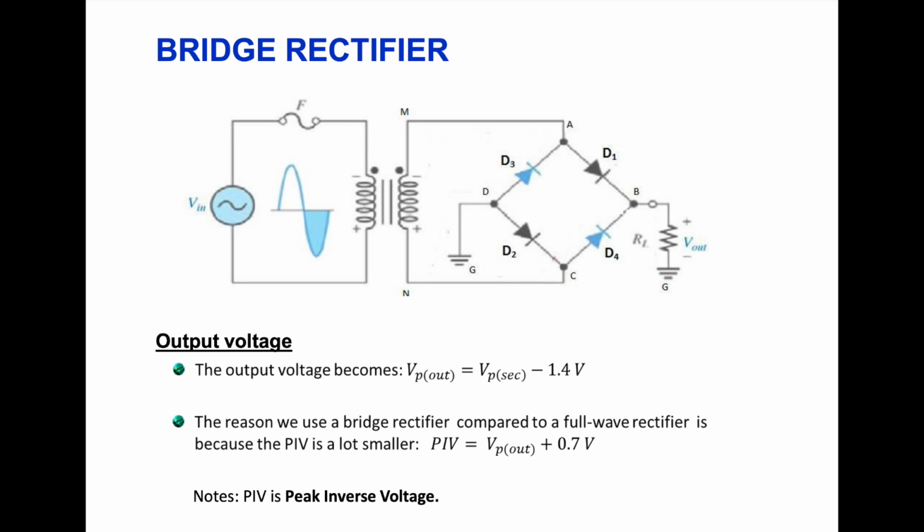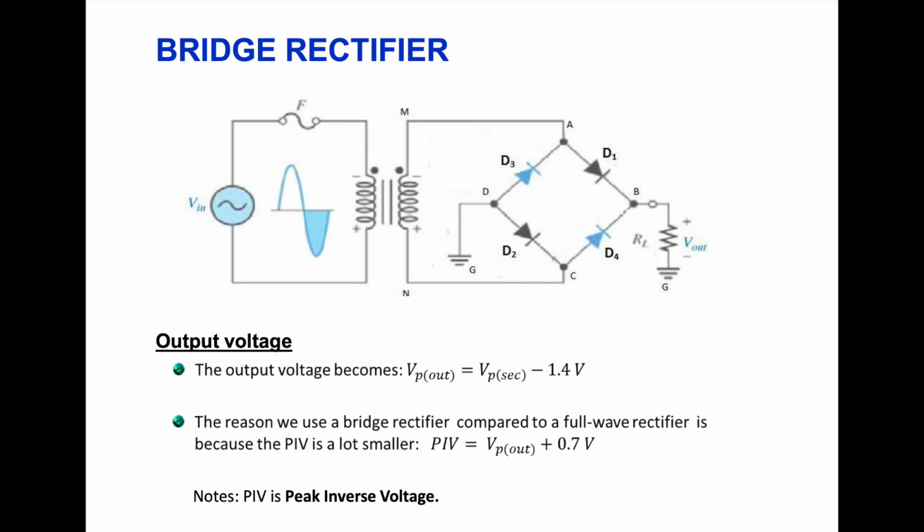Okay. The formula suggests that the output voltage Vp out is the secondary voltage Vp secondary minus 1.4 volts. The subtraction of 1.4 volts takes into account the voltage drop across the diodes in the bridge rectifier during rectification. This 1.4 volts is an approximate value, associated with the forward voltage drop of the diode when conducting. So in practical terms, if you know the secondary voltage of the transformer Vp sec, you can use this formula to estimate the output voltage Vp out of the bridge rectifier.